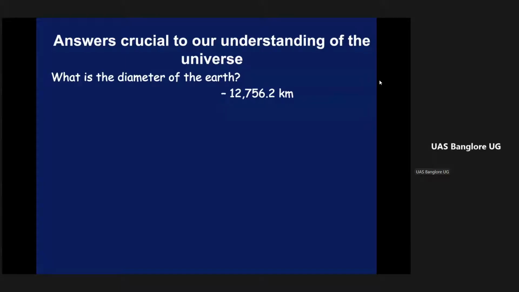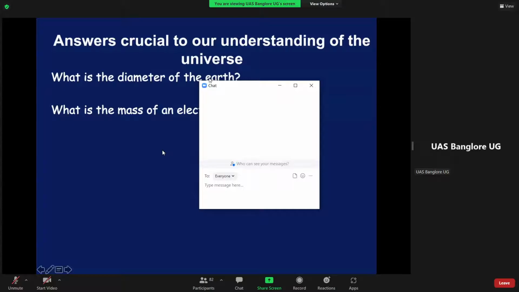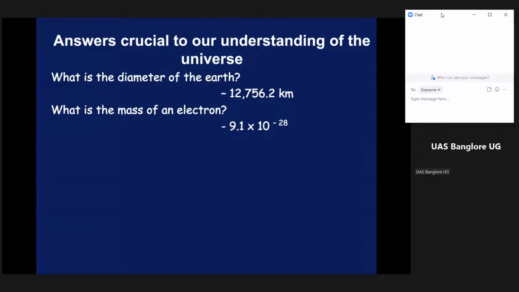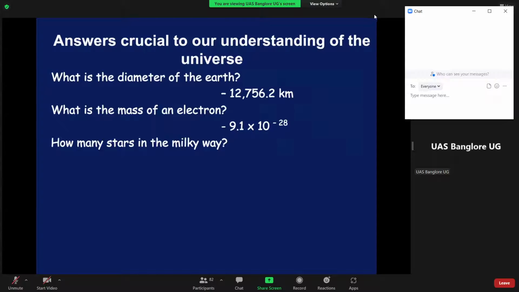Okay. Suppose, what is the mass of an electron? So we still have an answer for that. It is something like 9.1 into 10 raised to the power minus 28. Okay, so that is the mass of an electron. How many stars are in the Milky Way? Anybody?